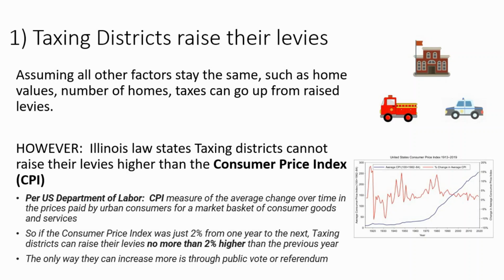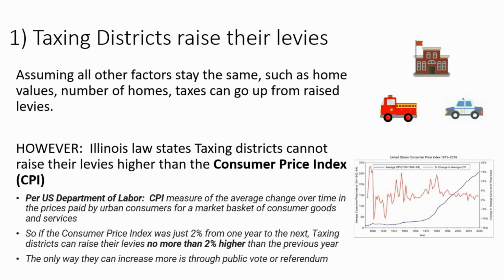So let's look at this example. Let's say four taxing districts raise their levies. Assuming all other factors stay the same, such as home values, number of homes, etc., taxes can go up from raised levies. However, Illinois law states taxing districts cannot raise their levies higher than the Consumer Price Index.